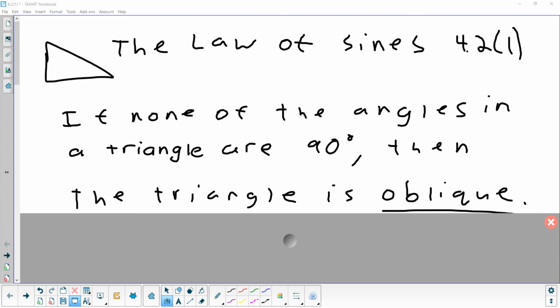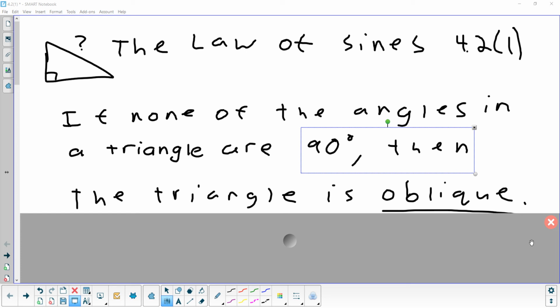Also, does anyone remember the name of the side across from the 90? What do we call that? Hypotenuse, good. Well, if you don't have a 90, then you don't have a hypotenuse either. So there is no hypotenuse. When we talked about the different trig functions like opposite over hypotenuse, adjacent over hypotenuse, none of that applies. There is no hypotenuse this week, so we can't use SOHCAHTOA either. We're going to look at something a little bit different to try to solve these.